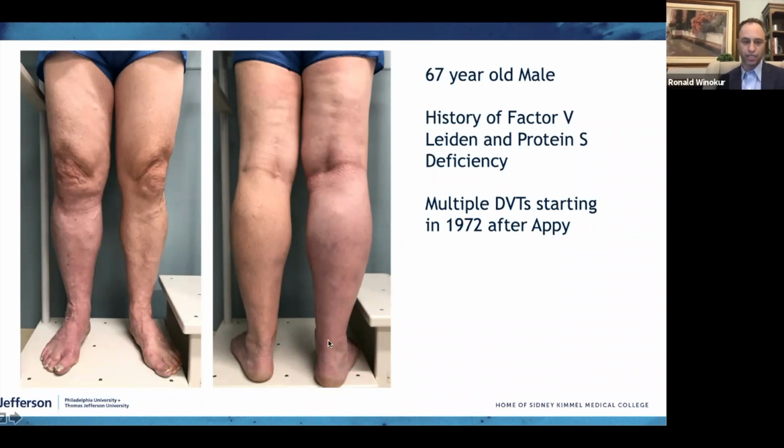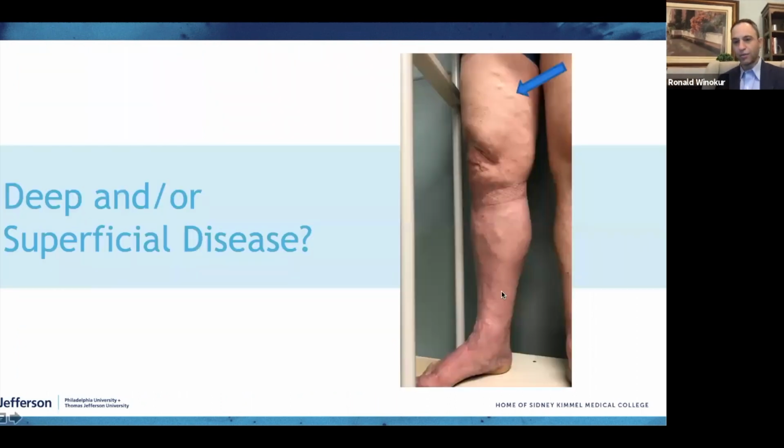I will tell you on exam, the skin was indurated and thickened. So he clearly has advanced venous disease. The question is, what is the source of his advanced venous disease? Everybody's probably thinking, well, it's clearly his DVT history. He's had DVTs since 1972. But when you look at him, the first question you're going to ask, I see these varicose veins in the upper thigh. You can see them, me pointing to them with the arrow, and they're clearly seen in the pictures. So is this deep? Is this superficial, or is it both?